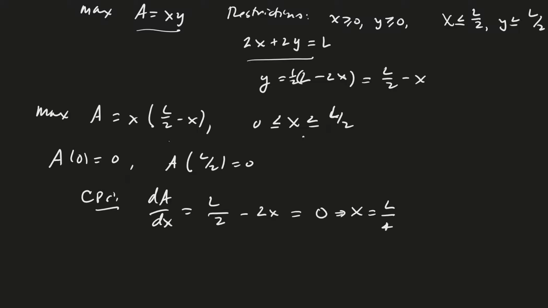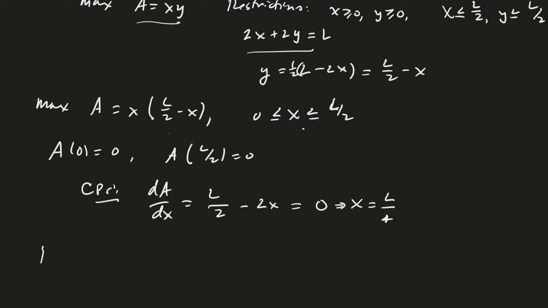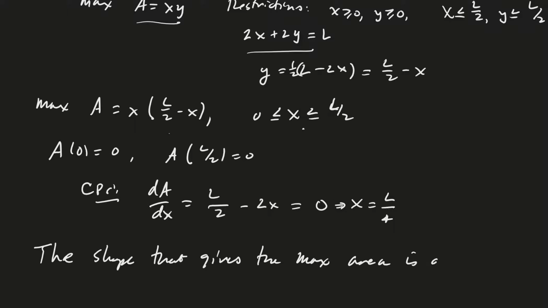Good, so the shape that gives the max area is a square with side length L over 4. Good. All right. And so this, let's try one more now.